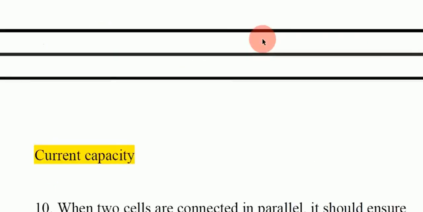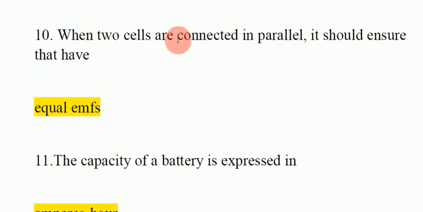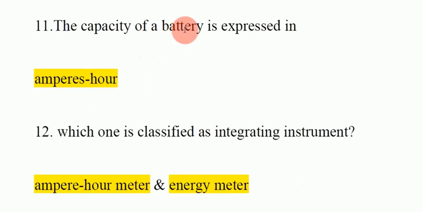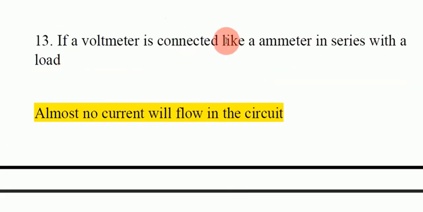Similarly, cells are connected in parallel in order to increase current capacity. We have to remember: series for voltage rating and parallel for current capacity. When two cells are connected in parallel, they should have equal EMF. The capacity of a battery is expressed in ampere hour. Which one is an ampere hour meter and energy meter? If a voltmeter is connected like an ammeter in series to the load, what happens? Almost no current will flow in the circuit.